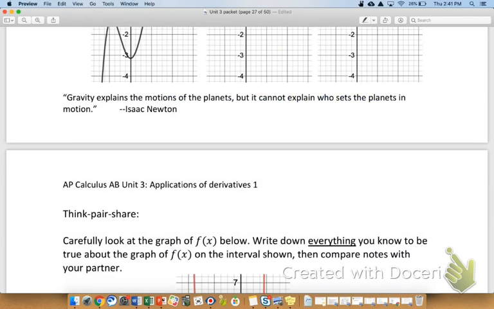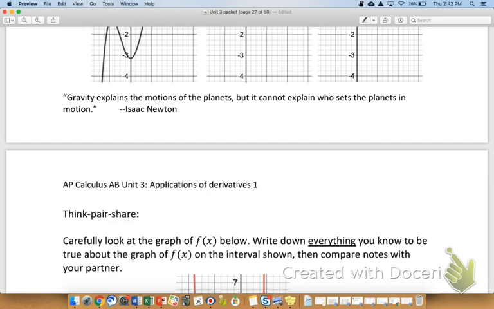So I'm just going to leave it there at the bottom for a second. So think, pair, share. Here's what this means. Very specific. For about 2 minutes, I want you to think carefully about the question that you're about to be asked. I want you to think about it by yourself. I want you to write stuff down by yourself.